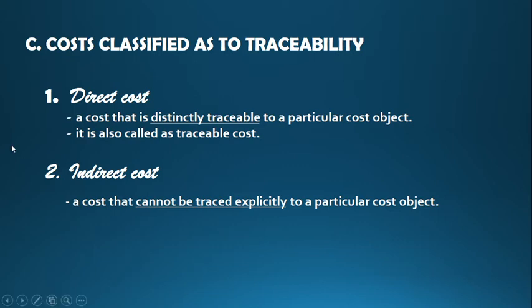So, direct cost may include the direct labor, direct materials, commissions, piece rate wages, and manufacturing supplies. While examples of indirect costs, or costs that cannot be traced to a product, are production supervision salaries, quality control costs, insurance, and depreciation of the manufacturing building.